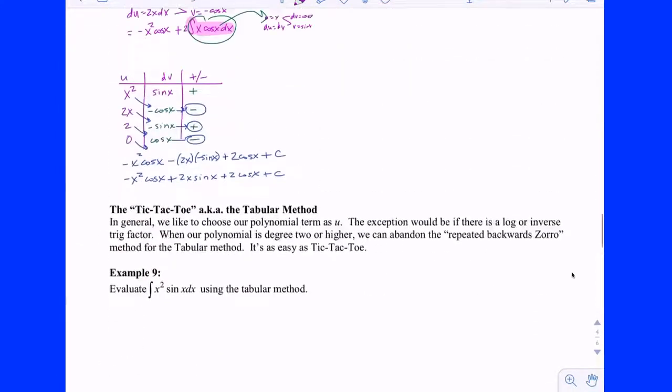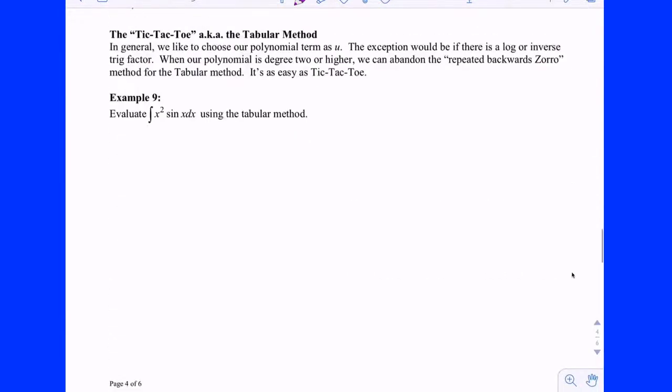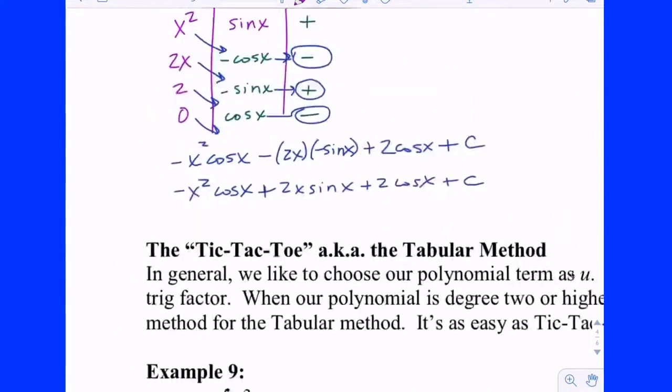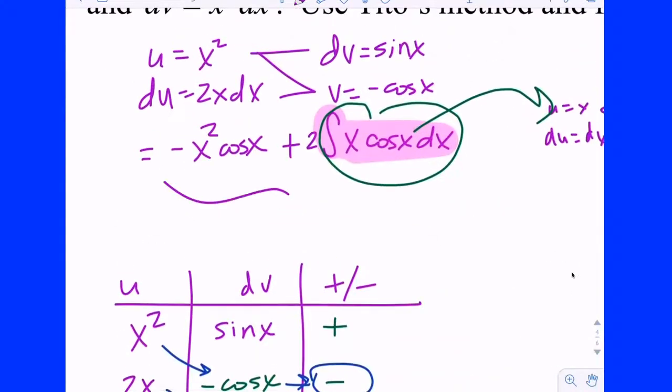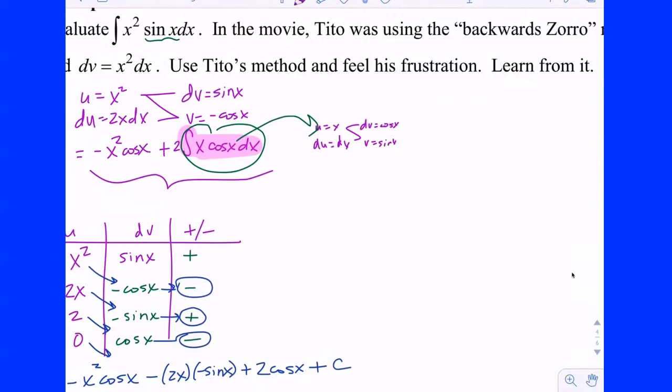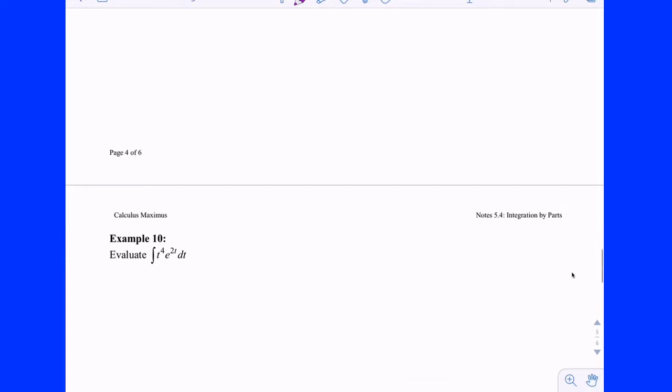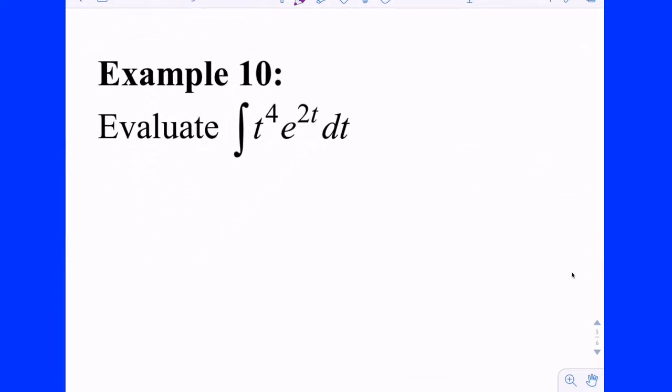Okay, so we just did example 8 with the tabular method, which is what example 9 was asking us to do. I kind of combined both methods, but I never really finished the Zorro method because I wanted to convince you that the tabular method is better. Okay, let's try example 10. Evaluate the integral of t to the 4th e to the 2t with respect to t.